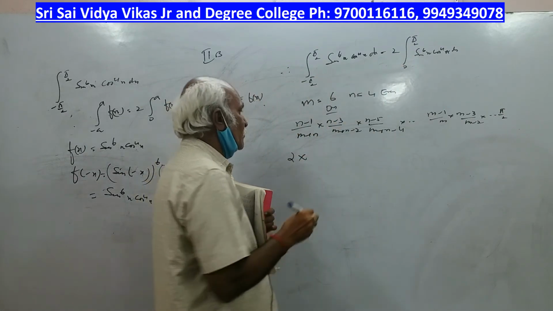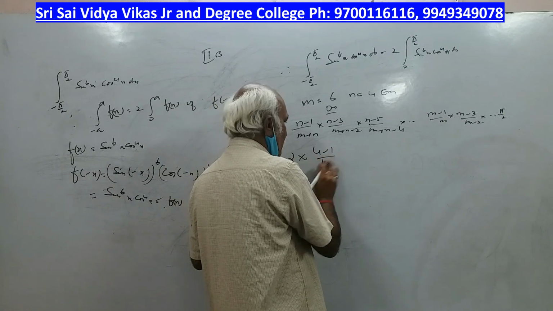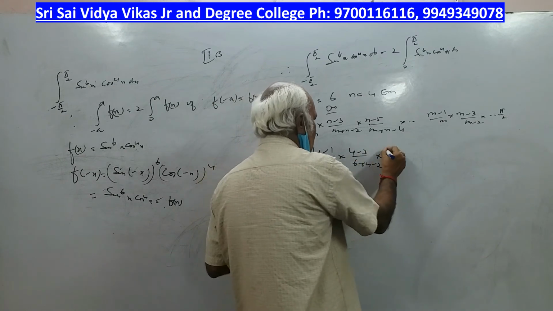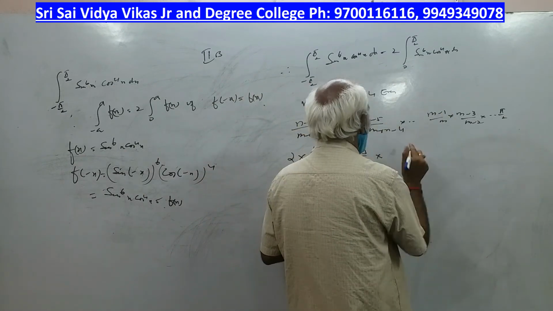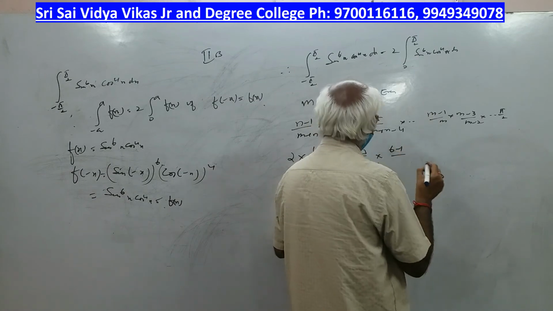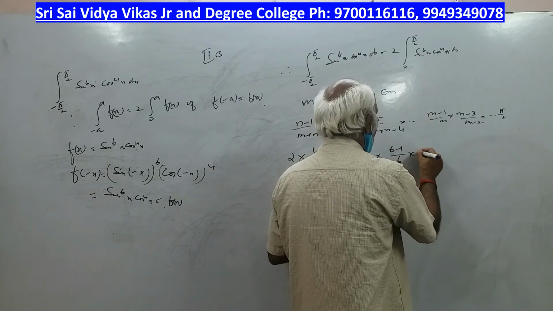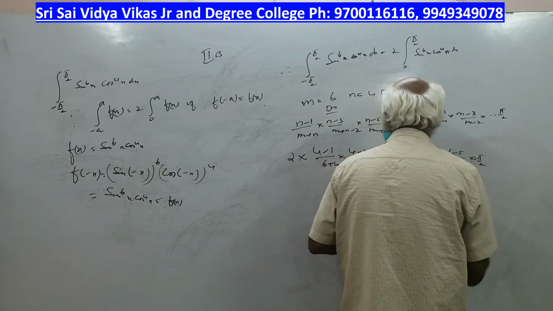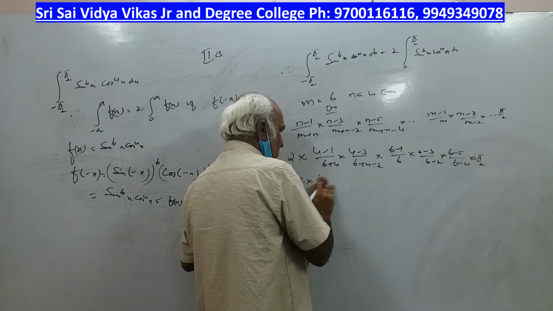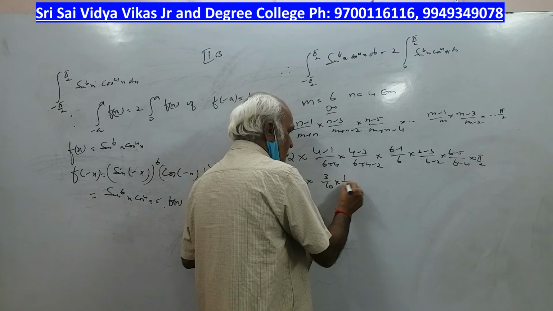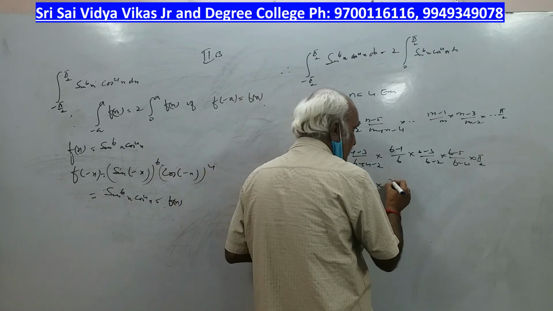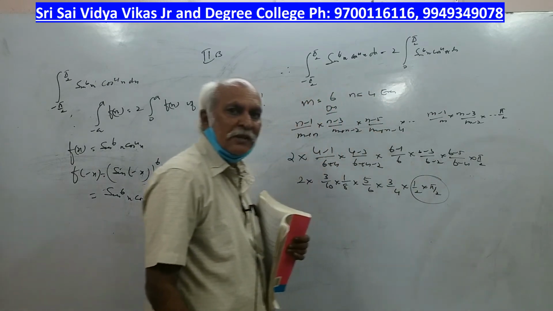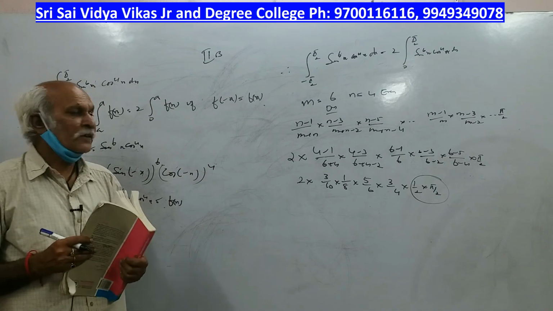Then n is what? 4. 4 minus 1 by 6 plus 4 into 4 minus 5 will come. So that will consider m minus 1. 6 minus 1 by 6, 6 minus 3 by 6 minus 2, 6 minus 5 by 6 minus 4, pi by 2. So 2 into 3 by 10, 1 by 8, 5 by 6, 3 by 4, 1 by 2, pi by 2. Same thing is coming. So here we are applying the properties again. Okay.